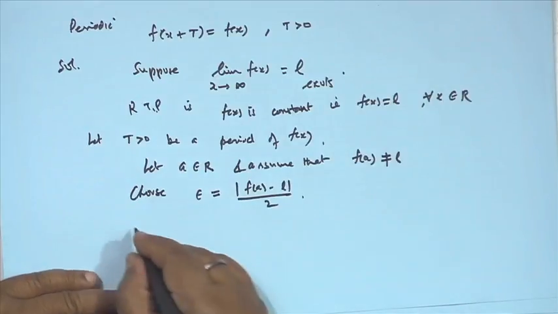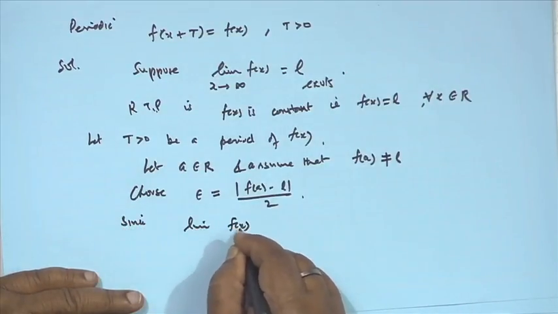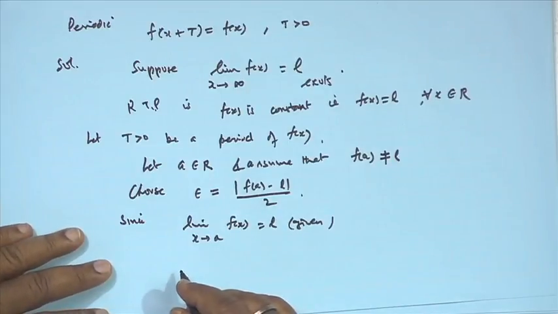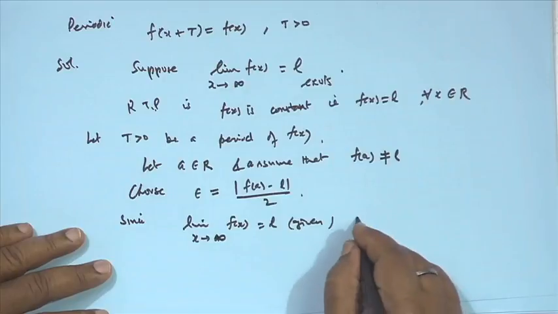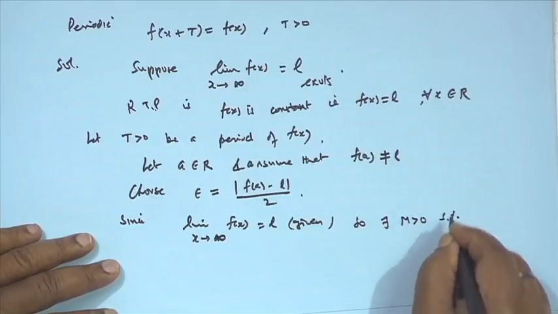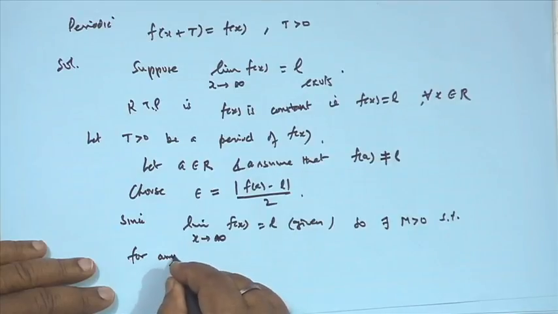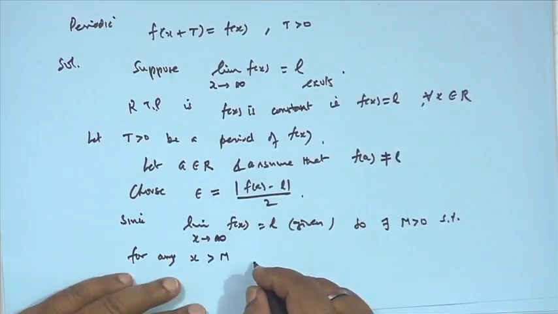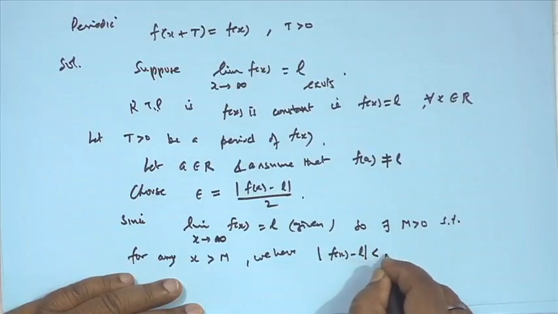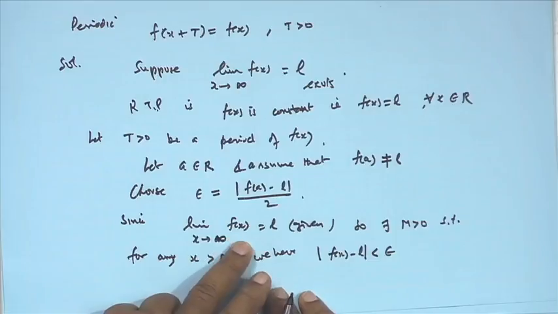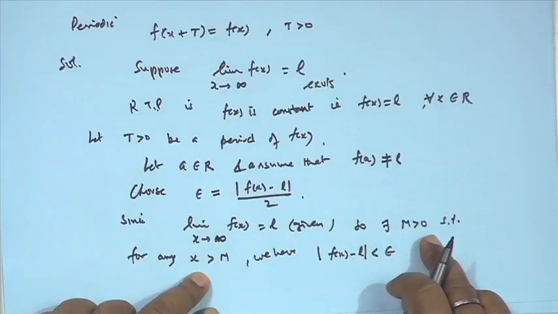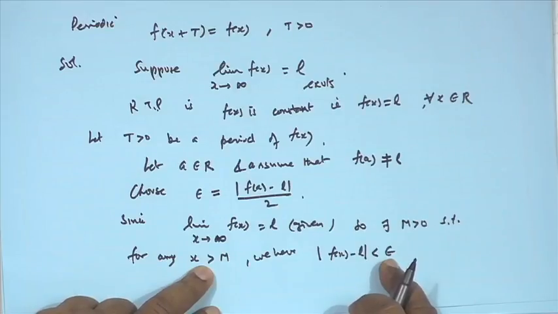Now, since the limit of the function f(x) as x tends to infinity is equal to L, by definition there exists an M greater than 0 such that for any x greater than M, when x becomes very large, we have |f(x) − L| less than epsilon, because the limiting value of f(x) is L when x is sufficiently large.